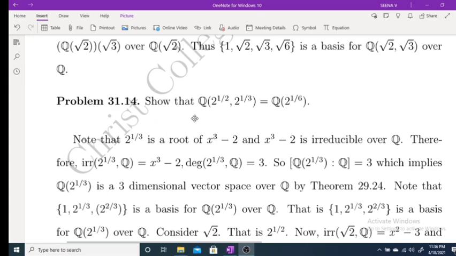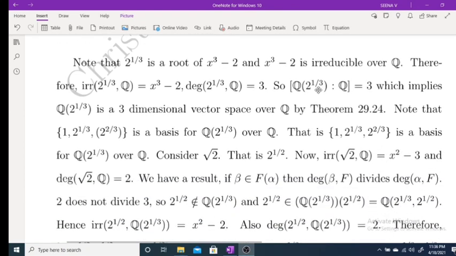Now note that 2^(1/3) is a root of x^3 − 2, and x^3 − 2 is irreducible over Q. Therefore, the irreducible polynomial of 2^(1/3) over Q is x^3 − 2, and the degree of 2^(1/3) over Q is 3. Clear? Therefore, the degree of Q(2^(1/3)) over Q is equal to 3, which implies that Q(2^(1/3)) is a three-dimensional vector space over Q by theorem 29.24.